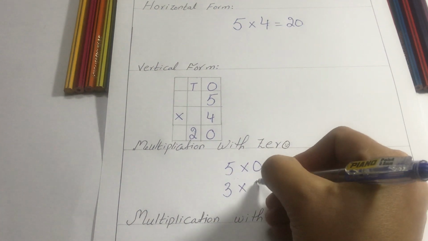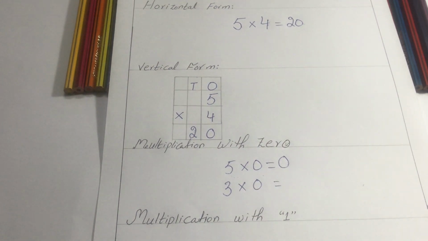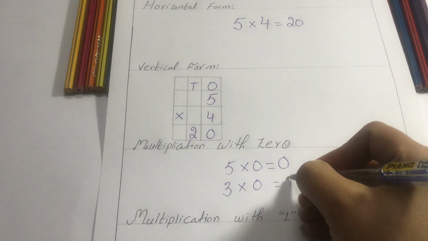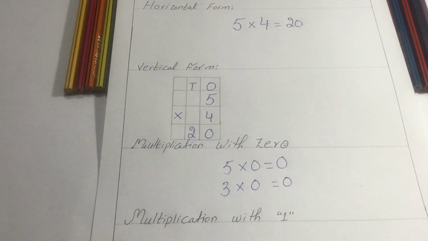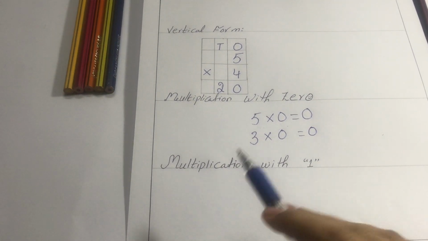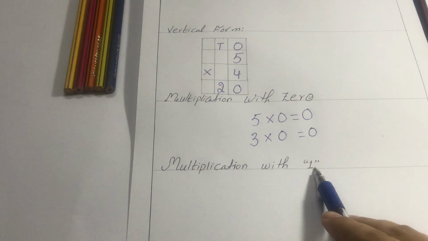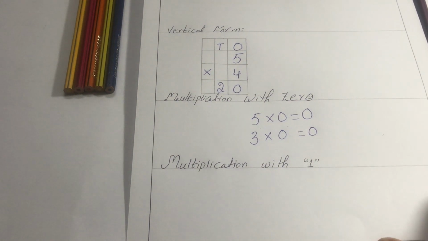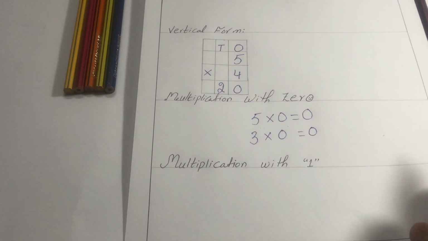3 times 0. 3 times 0 is also, yes, you are right, it's also equal to 0, right? Okay. The next thing we are going to learn today is multiplication with number 1.